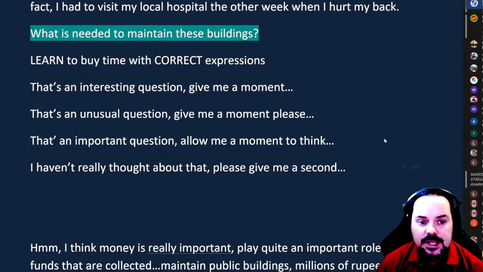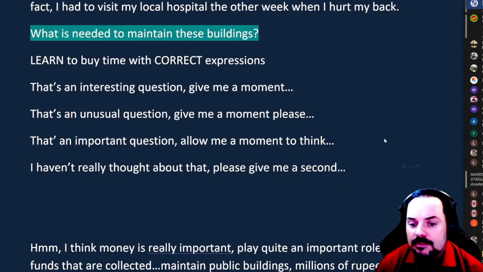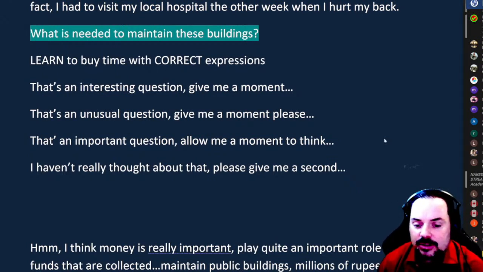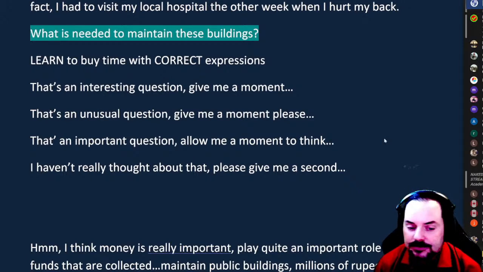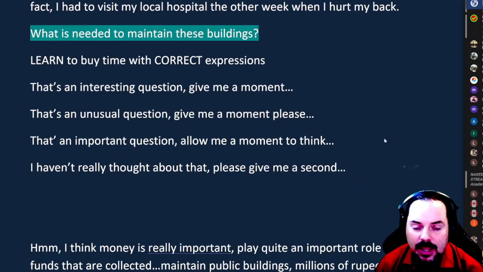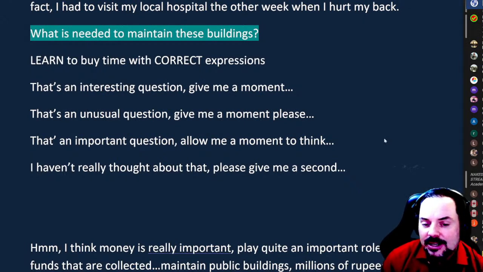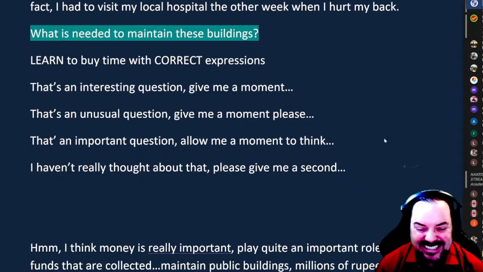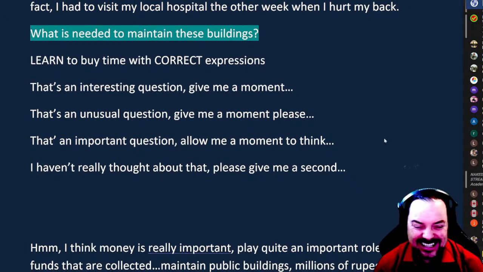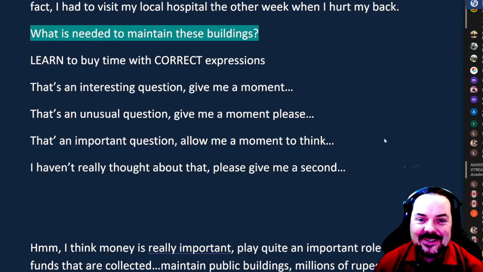In this case, what is needed to maintain these buildings? Which one of these four do you think would be a good way to buy yourself some time? That's an interesting question. Give me a moment. Yeah, I think it's okay, but I don't think it's the best choice. It's an unusual question. I don't think that's the best choice either. I think I have not really thought about that. No. There's one left. So it's an important question, right?